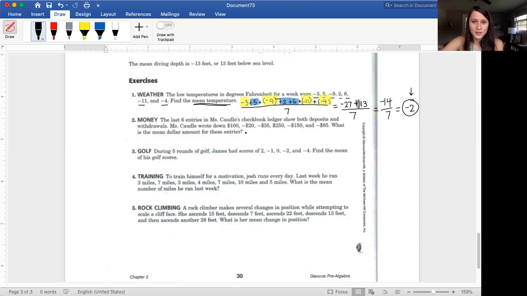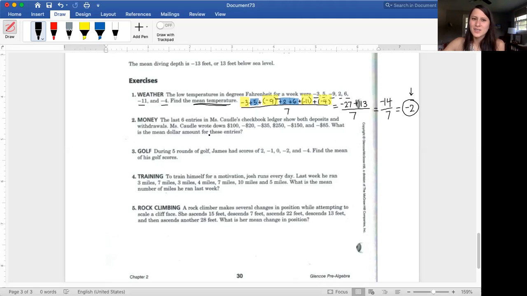Okay, number 2, we've got some big numbers. So let's read what this says. The last 6 entries in Miss Cottle's checkbook ledger show both deposits and withdrawals. Miss Cottle wrote down $100, -$20, -$35, $250, -$150, and -$85. What is the mean dollar amount for these entries? So when we see these negatives, that means a withdrawal. And when it's positive, that's a deposit in her account.